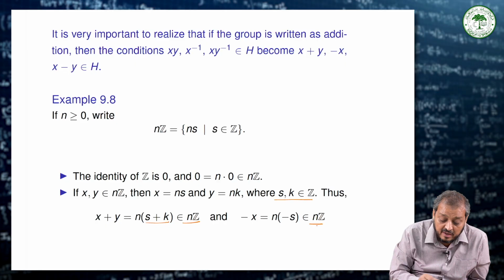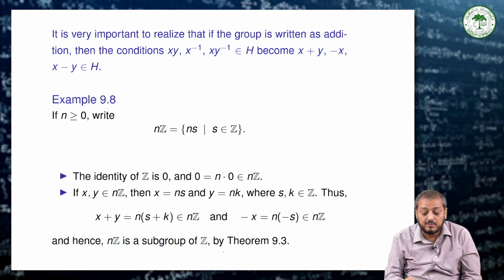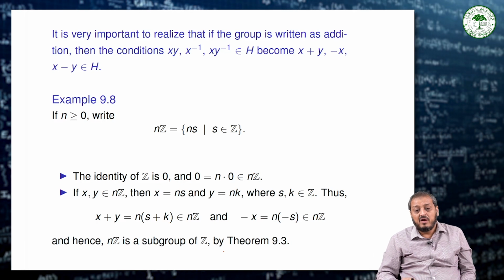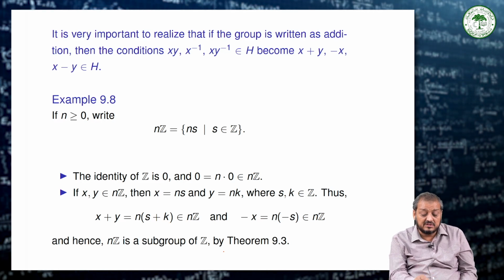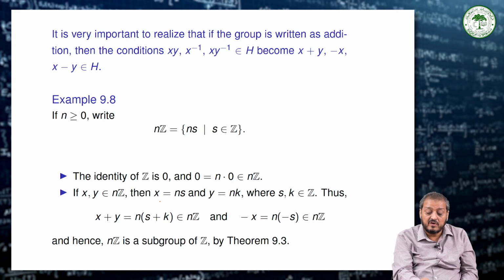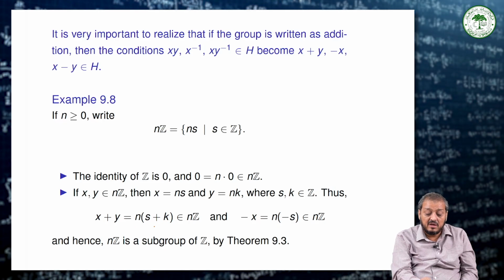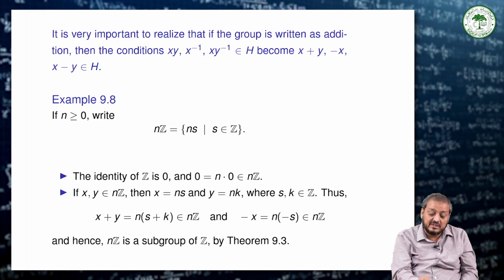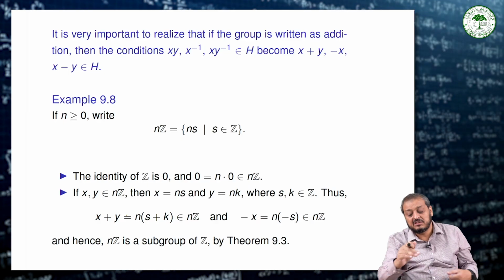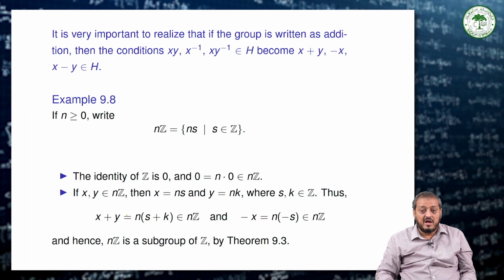So we can prove that nZ is a subgroup of Z, or you can say that x minus y also belongs to H. So with minus x in this form, x is equal to ns, and minus nk, so s minus k is again some integer. So we have proved it in this form.